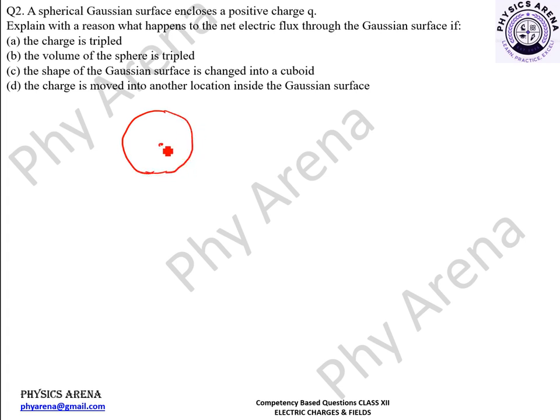Let the radius of this spherical surface be small r. And we are having a charge small q that is enclosed inside this Gaussian surface. We need to find the electric flux that is passing through this Gaussian surface. So we know that the electric flux phi E is given by Gauss's law as Q divided by epsilon naught, where Q is the charge enclosed by the Gaussian surface.